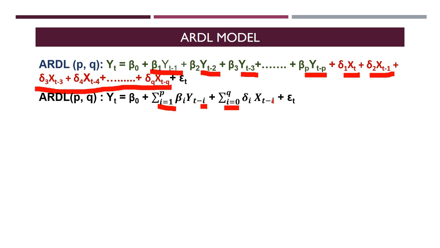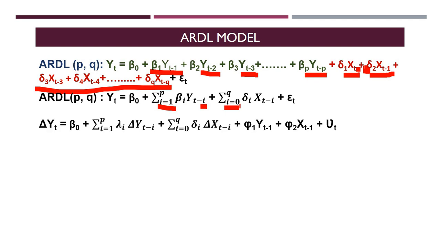But over here I am saying that the dependent variable's value today depends on today's value of the independent variable as well as its lag. So I can write it as t minus 0 over here. So it can be t minus 0. That's why I've started from 0 in the case of summation.